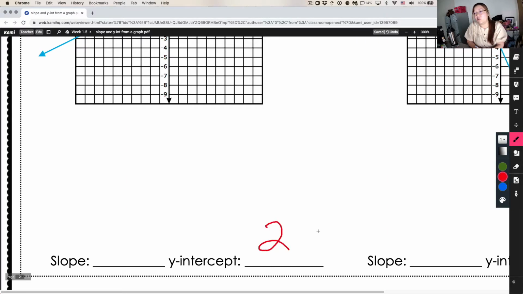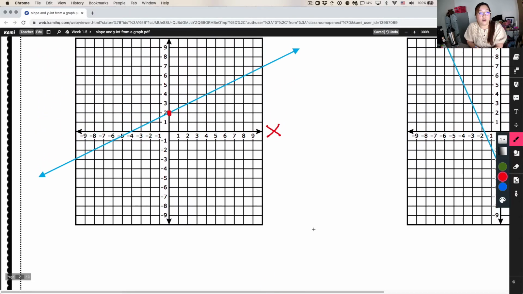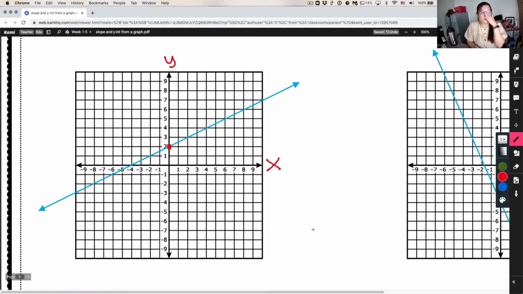Okay? Now we have to move on to the slightly more difficult part of finding the slope. All right? So for the slope, we need to pick 2 perfect points. Good news is we already have one because the y-intercept is a perfect point. We know that this y-intercept is (0, 2), because at this point x is 0, y is 2. That's what a y-intercept is. Okay? So now we just need to find one other point. I'm going to do this in a slightly different color.